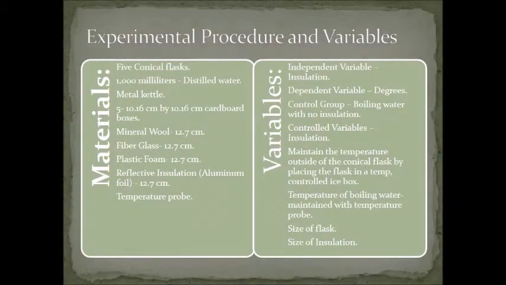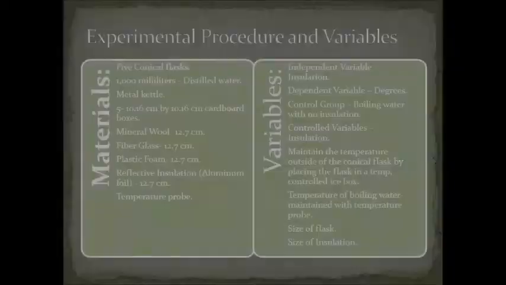The materials for the experiment mainly consist of a beaker, a cardboard box, all the insulators needed, and a temperature probe. The independent variable is the insulation. The dependent variable is the degrees of the water. The control group is the boiling water with no insulation. The controlled variables are the temperature outside the beaker, the temperature of the boiling water, the size of the beaker, and the amount of insulation used.